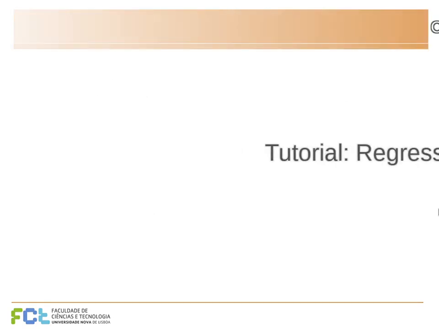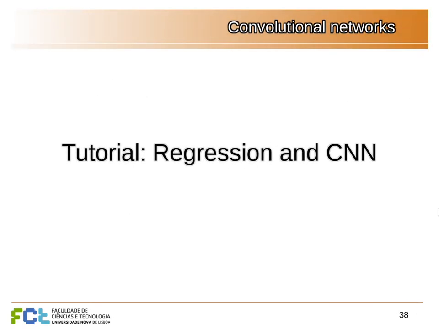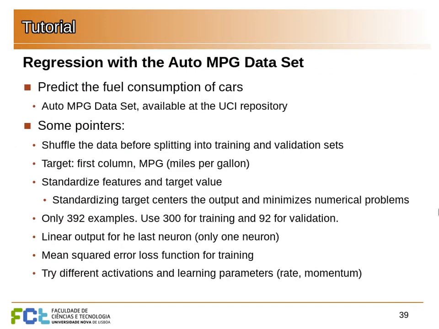Okay, so we're going to do two things in the tutorial. First is a regression with a simple multi-layer perceptron. So the one that you used last week, the same kind of thing with dense layers. The difference is that we have a linear output, so no activation function on the output. And you're going to use this data set for predicting the consumption of the car, miles per gallon, based on the different features.